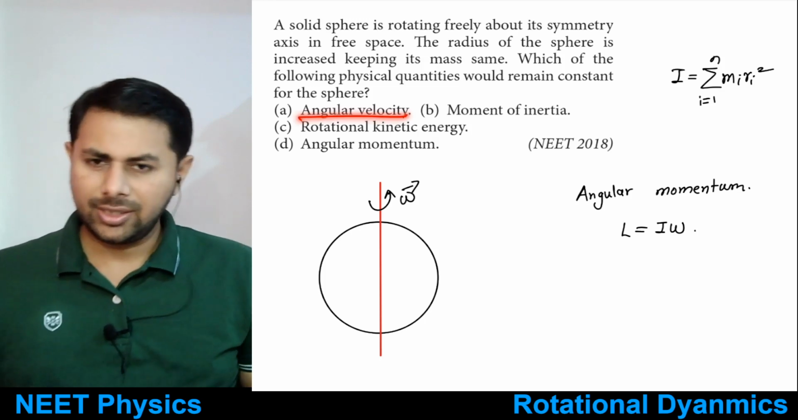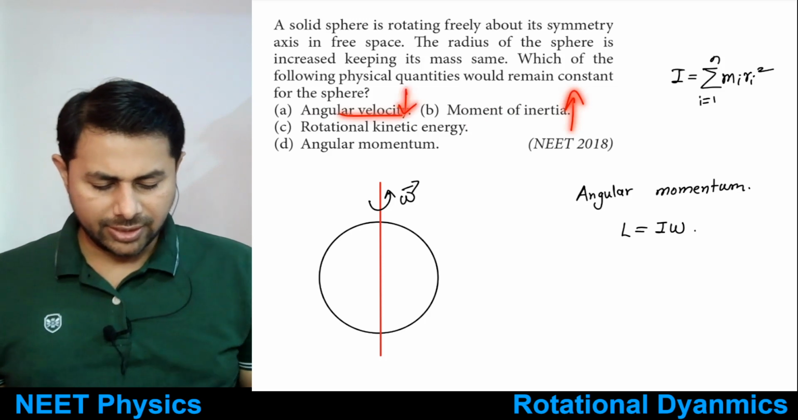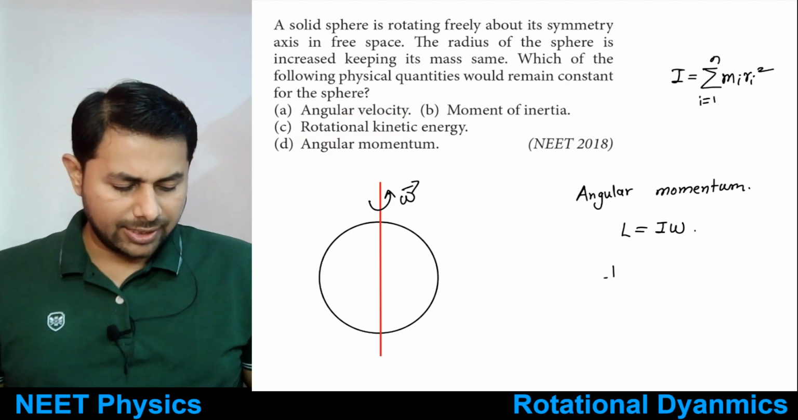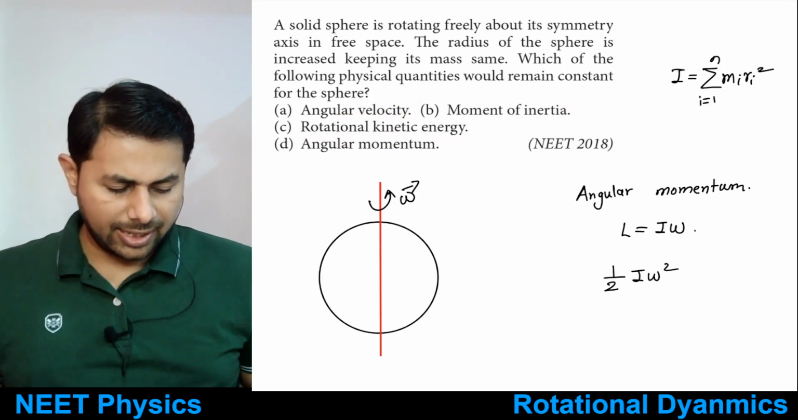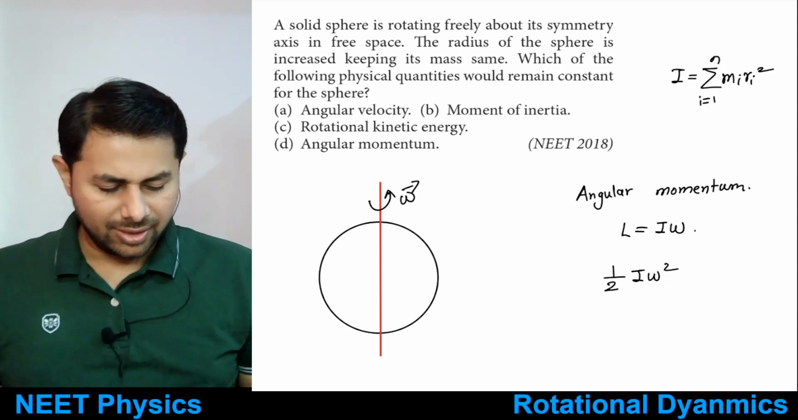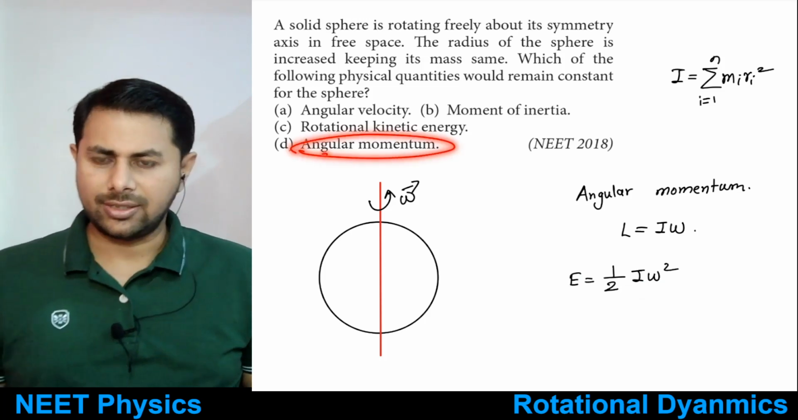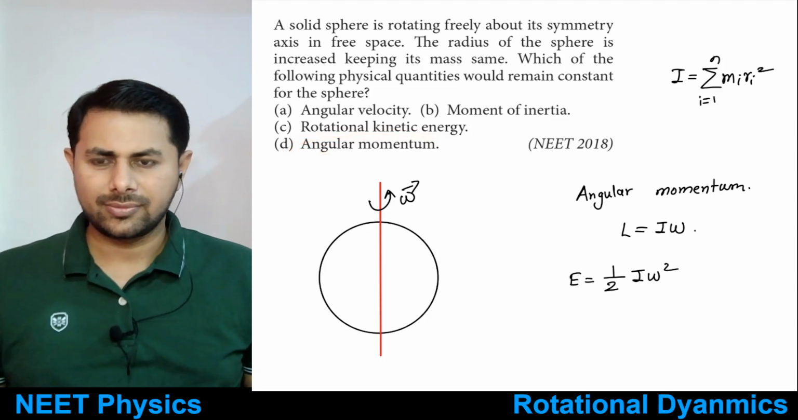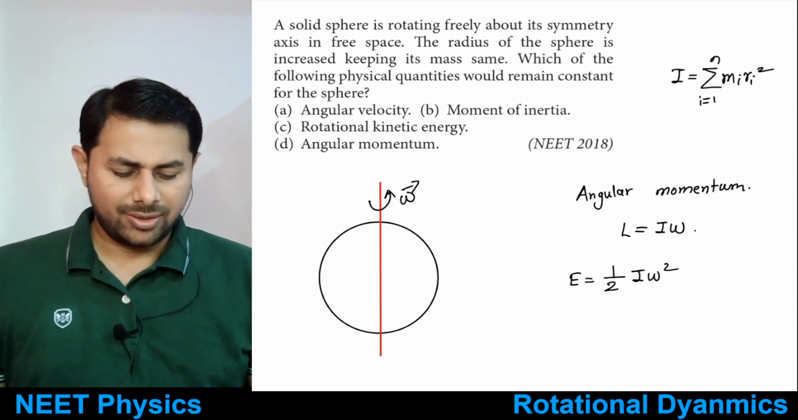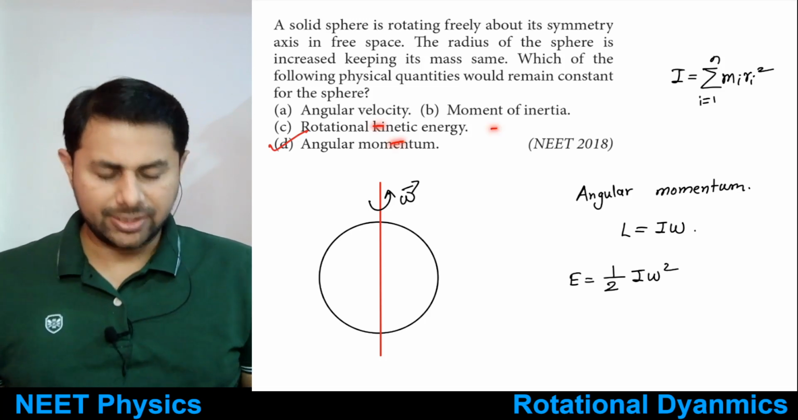So angular velocity changes, moment of inertia increases, angular velocity decreases. Then what about the rotational kinetic energy? Can we say that it remains constant? Rotational kinetic energy is half of I omega square. I is changing, omega is changing, rotational kinetic energy will not remain constant. So only one thing remains constant, that is angular momentum. If you don't exert any external torque on the system, then its angular momentum will remain conserved and these quantities will change.